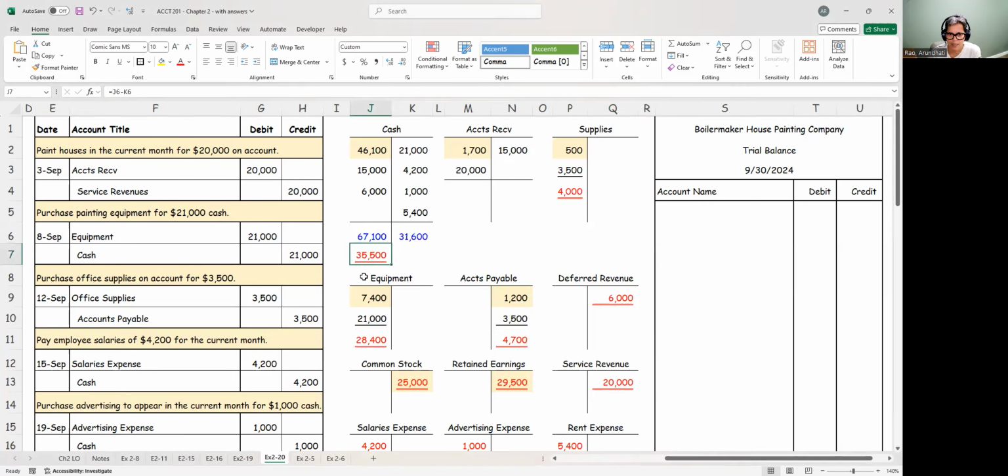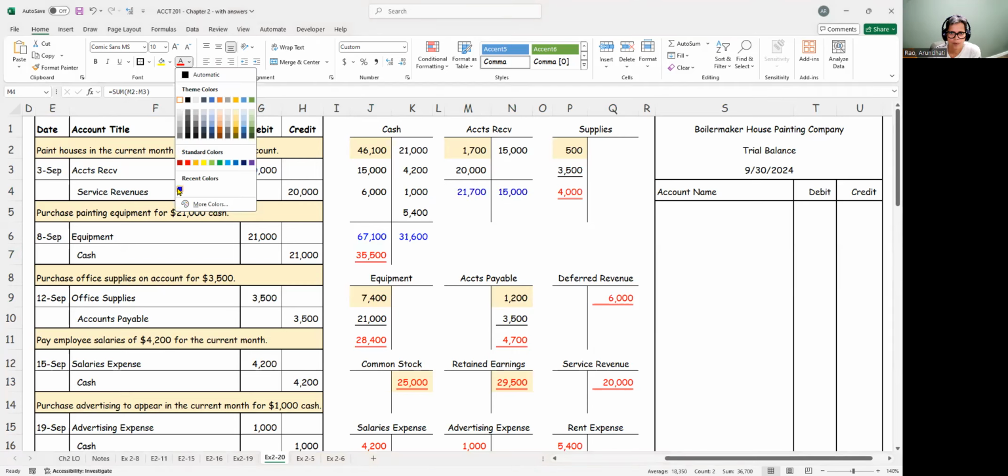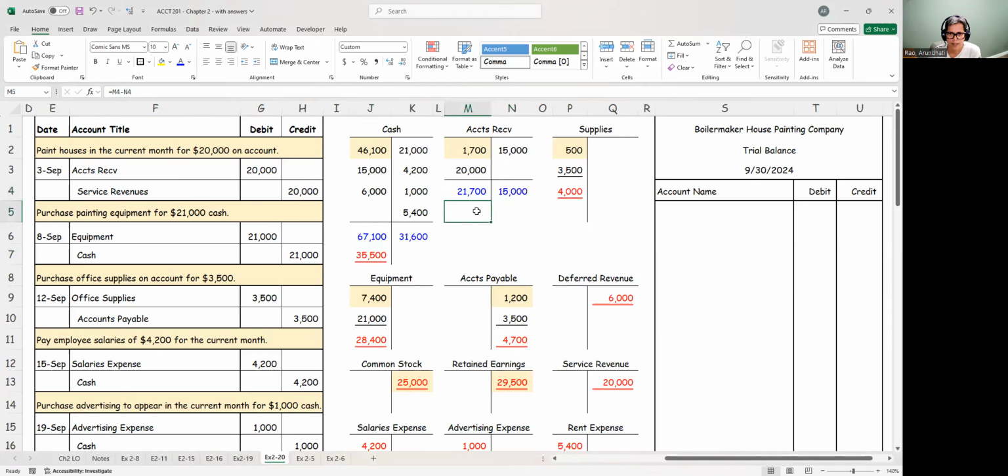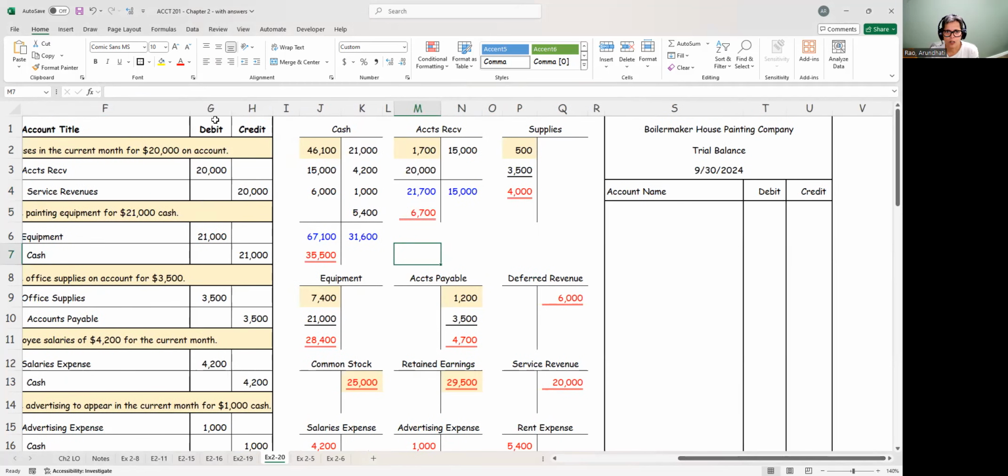So my cash balance is 35,500. Accounts receivable, again, do the same thing. Add up the numbers on both sides. The larger side is debit. Take the difference and put that number over here. 6,700 is the balance. So now we have gone through the process of closing all the accounts to find the balances. Our last step over here is to prepare the trial balance.